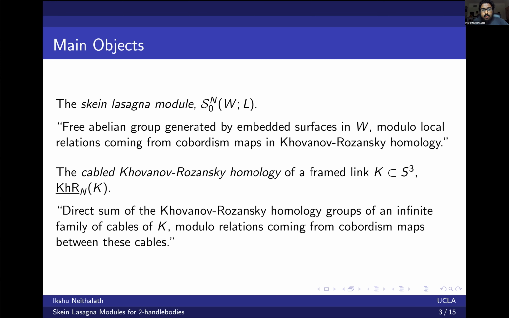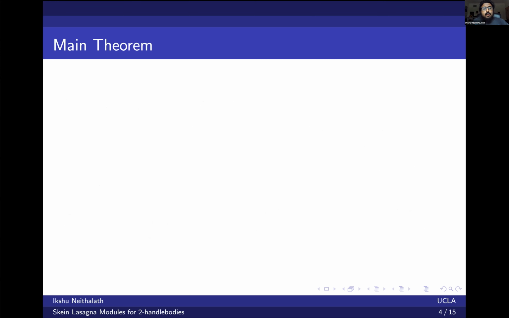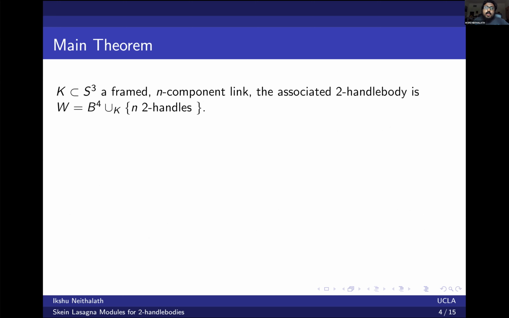Okay, so now I have almost enough to state the main theorem. But first, I just need to remind you what a two-handle body is. Given a framed link in the 3-sphere, we can form a 4-manifold associated to this by taking the 4-ball and gluing some 2-handles along that framed link. And that's what I'll call the two-handle body associated to that link.